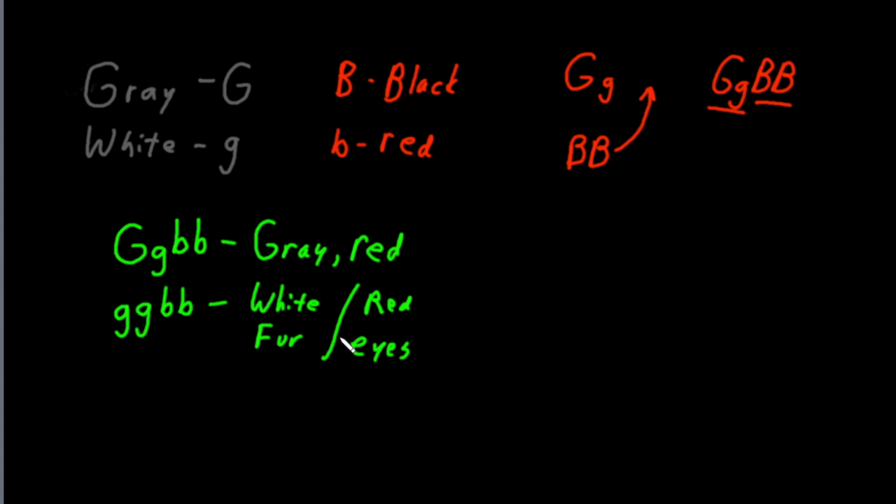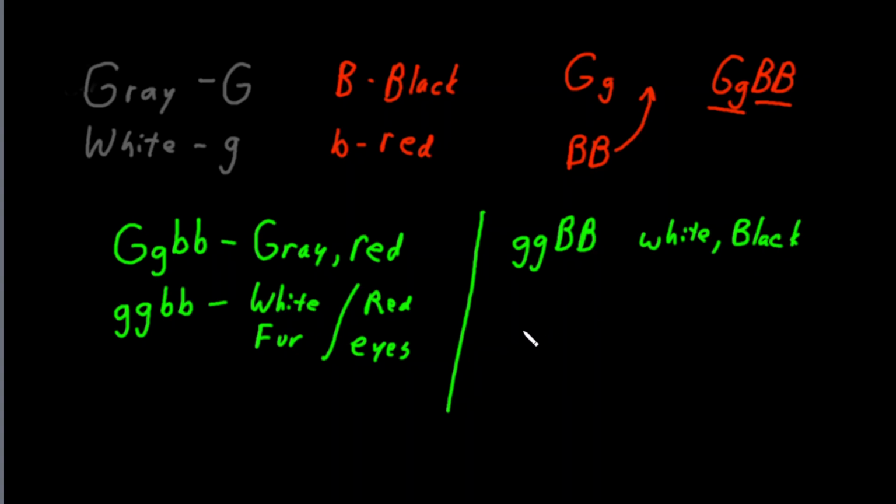Okay, pause the video for a moment and see if you can do the other 2 there in question number 1. All right, and so the other 2 we had little g, little g, big B, big B. So homozygous recessive for fur color, so that would be white fur. And then homozygous dominant for eye color, and so that will be black eyes. And so this will be a white fur, black-eyed rabbit.